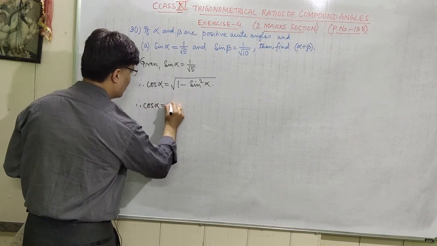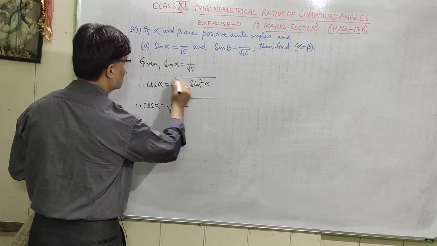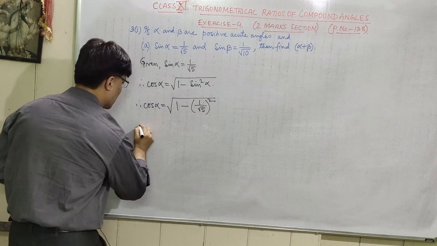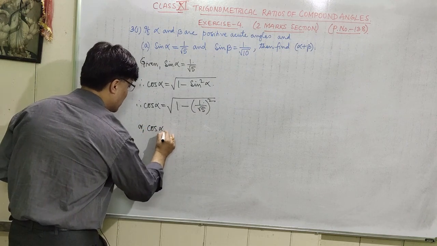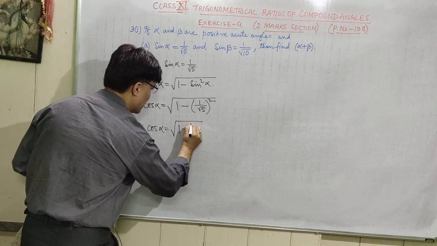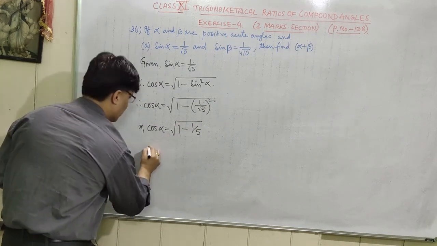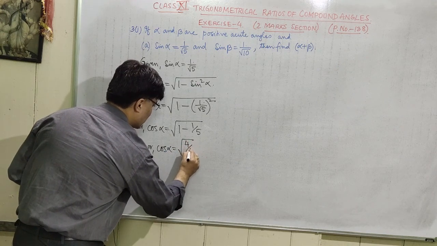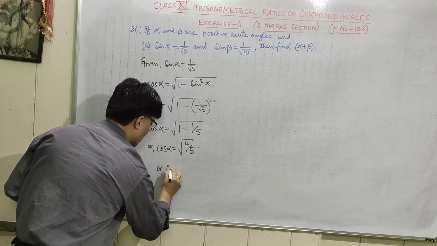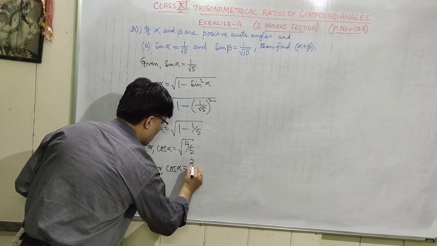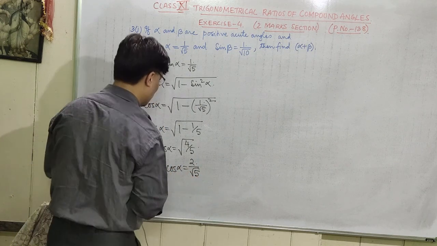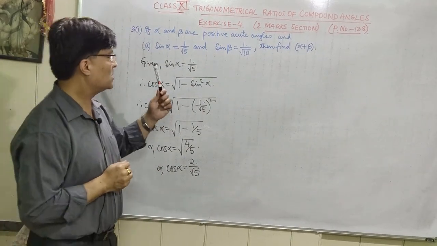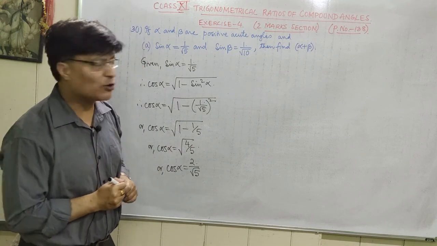So therefore cos alpha is equal to square root of 1 minus, what is sine square alpha? It is 1 upon root 5 whole square. So cos alpha is equal to root over 1 minus 1 by 5, or cos alpha is equal to root over 5 minus 1 is 4 by 5, or what is cos alpha here? It is 2 upon root 5. So what is the value for cos alpha? It is 2 upon root 5. So we got the value for cos alpha. Okay, similarly from sine beta you have to get the value for cos beta.